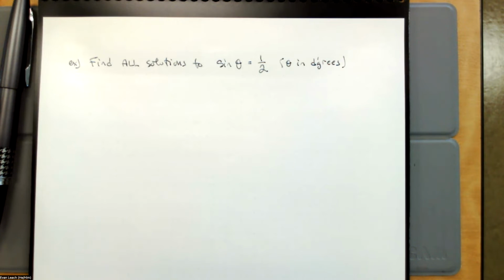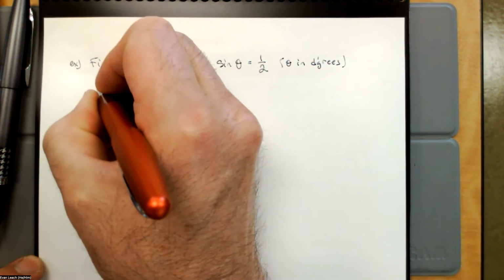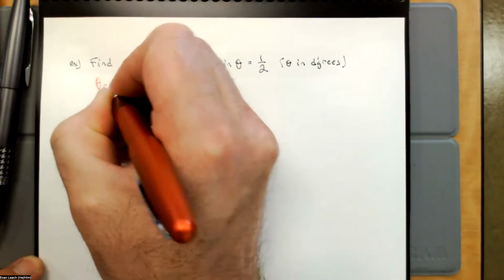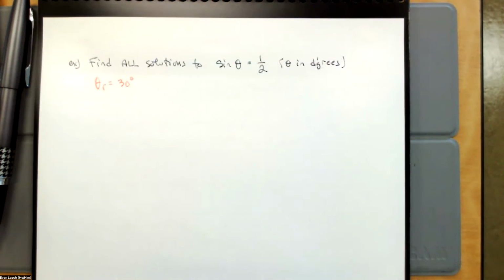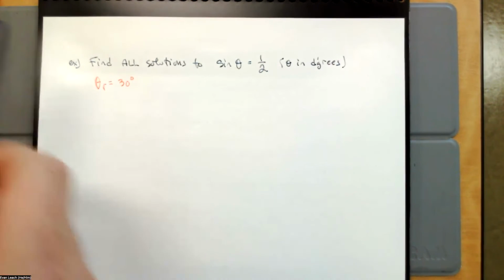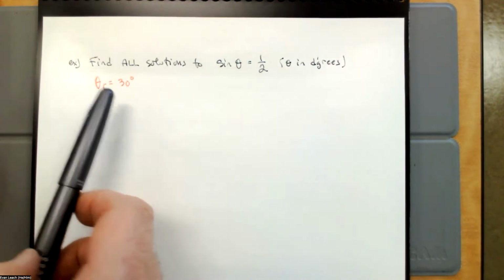So step one, we just rely on our memory to find the reference angle. We have sine and 1/2. We know we're talking about a 30-degree angle. So the reference angle is 30 degrees. Sine of 30 is equal to 1/2. So we're using a sine and the positive 1/2, or actually just the 1/2, to get 30 degrees.